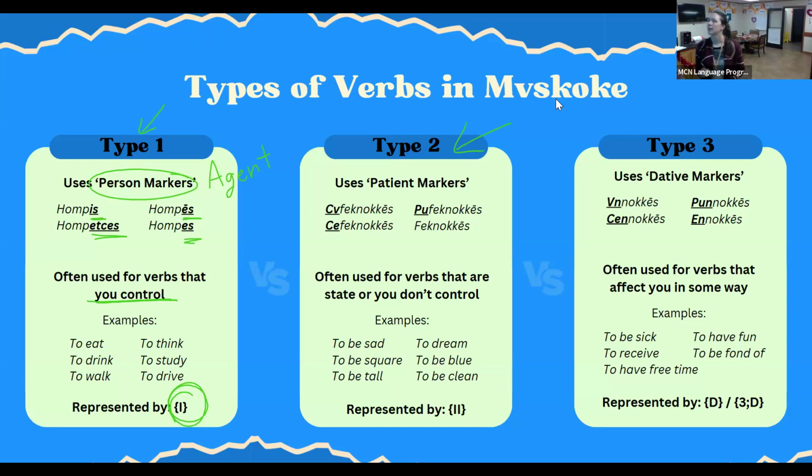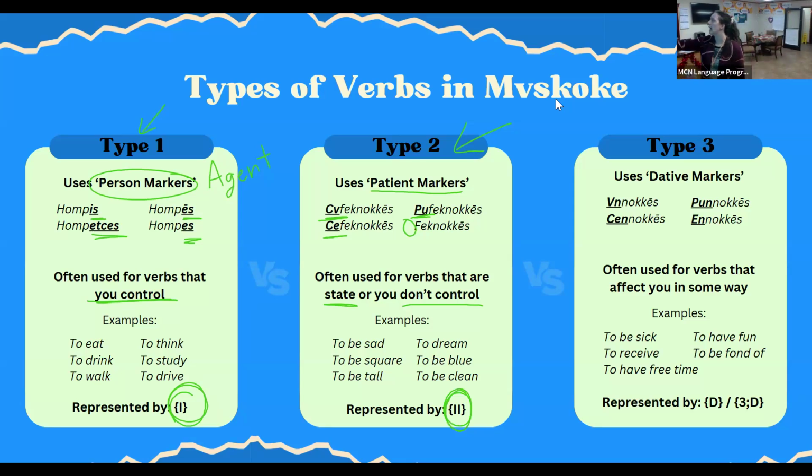Type 2 verbs use what we call patient markers, and they are conjugated at the front. These are often used for verbs that are a state or that you don't control. The examples I have are to be sad, to be square, to be tall, to dream, to be blue, to be clean. So it's a state, right? I am sad. That is a state. It is the state of clean. It is the state of the color blue, or things you don't control. You're tall or you're short. You don't choose to be tall or short. You know what I mean? So that's a good way to think of type 2. It's represented by the Roman numeral 2 in the dictionary.